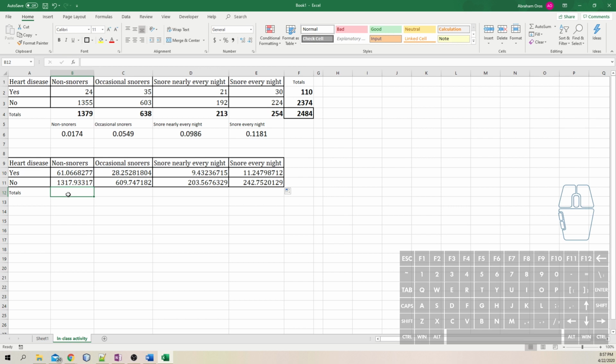Okay, so now that that's done, these are the counts we expect if the null hypothesis were true. In other words, what I've done by taking these totals and dividing them by the grand total is saying that 61.06 is what the count should be for people who have heart disease and are non-snorers, and so forth for each of these values. That's what it should be if there were no relationship between the two. Okay, that's the numbers you should get. I'll let you think about that for a little bit. Meanwhile, I'm going to go to the next step.